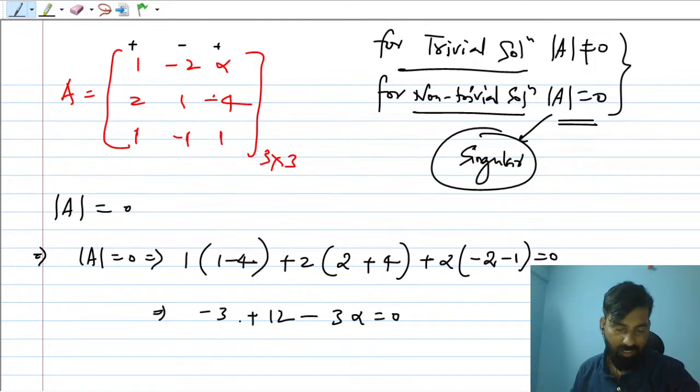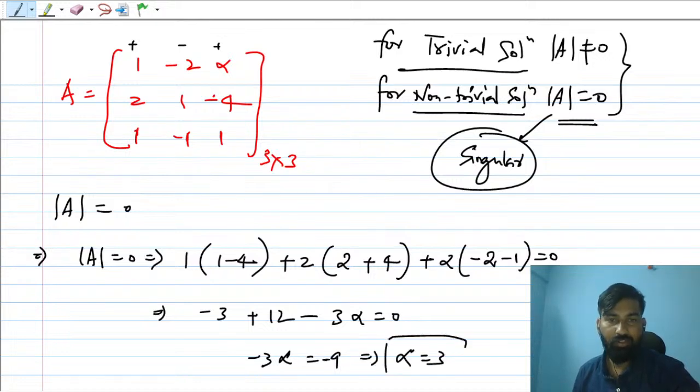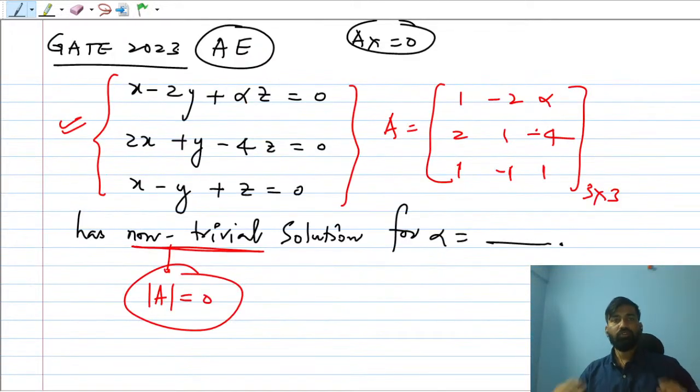Now you can take this side. It is 9, so minus 3 alpha equal to minus 9. Now you can say that alpha is going to be 3 from here. So it is a very simple question. What was the question? In recent years, whatever questions are coming are from our notes only, from our concepts. So you have to be very careful, you have to follow the session strictly, whenever it is uploaded on YouTube.